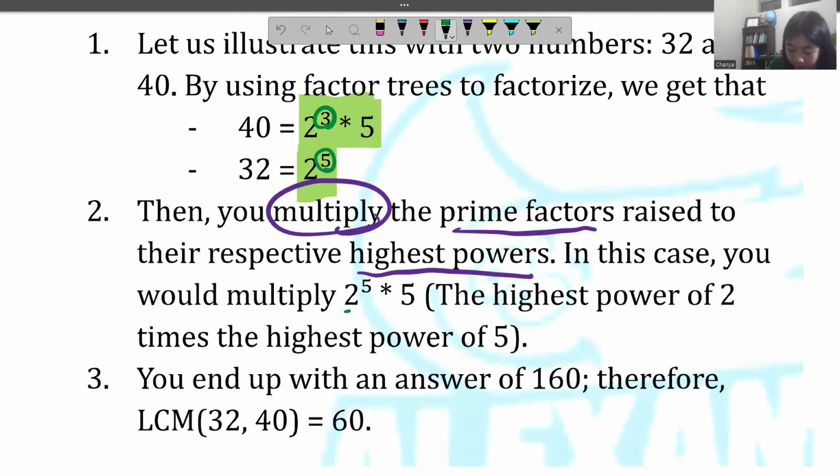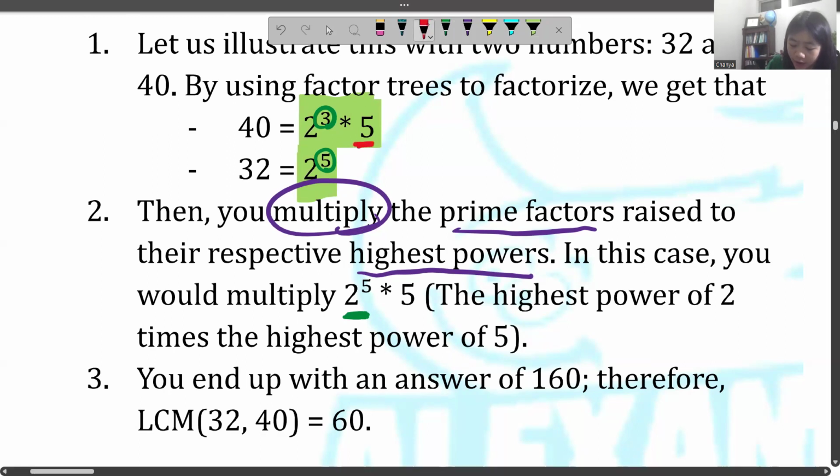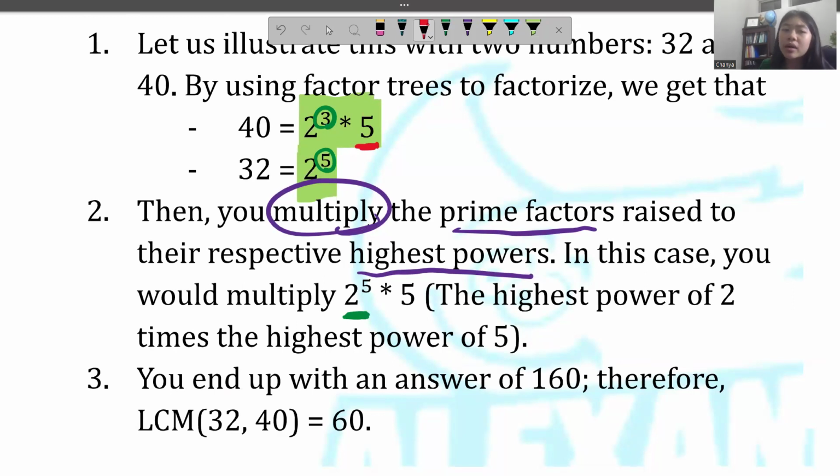So if you take that over here, and then you also notice that you have a factor of 5, right? You have a prime factor of 5. And since you only have it in one number, the highest power is just the power in that one number, which is 40 in this case. So the highest power here would be 5 to the power of 1, right? Or just 5 if you want to make it simpler like this.